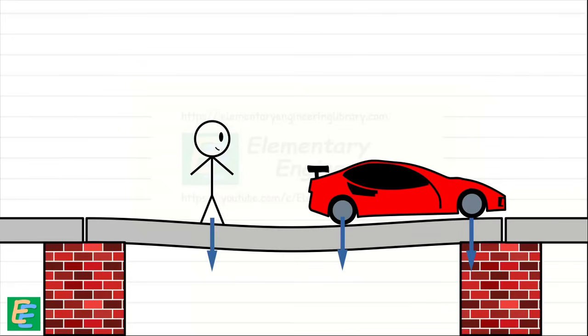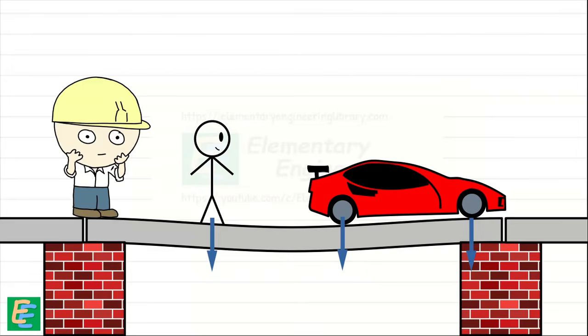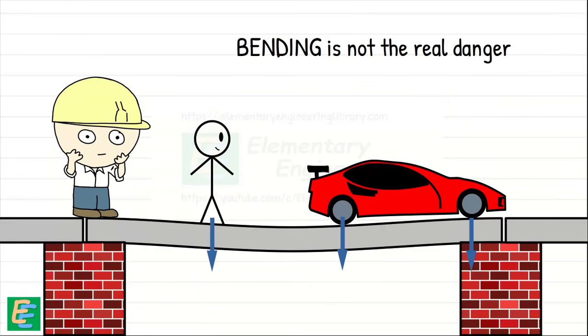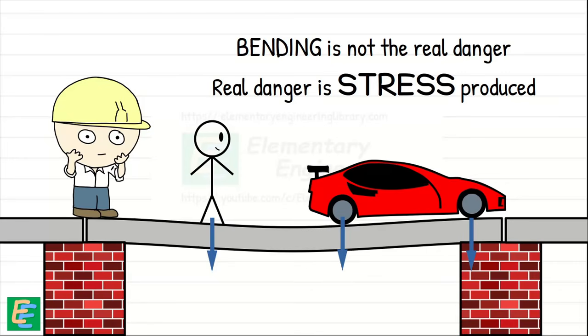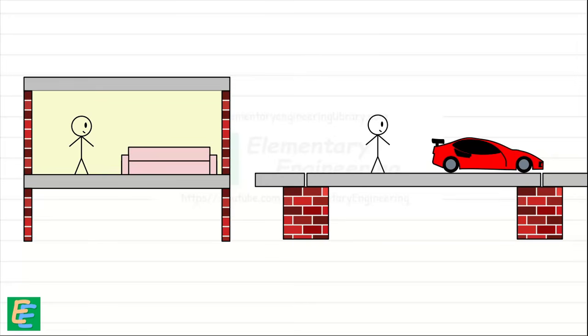They bend. Not enough for us to see, but enough for engineers to worry about. But bending itself is not the real danger. The real danger is the stress produced inside the beam because of bending. Most of these structures are supported by beams, and beams are subjected to different kinds of loading.